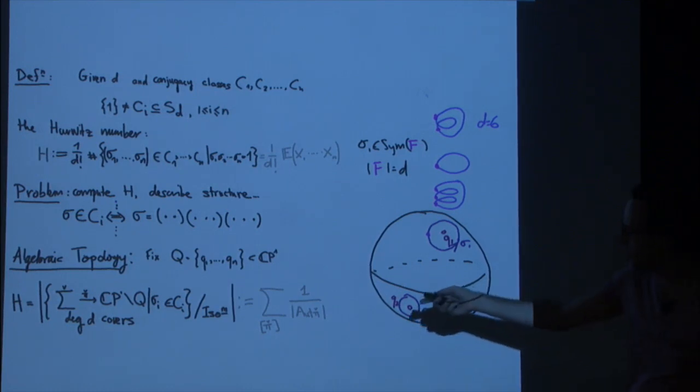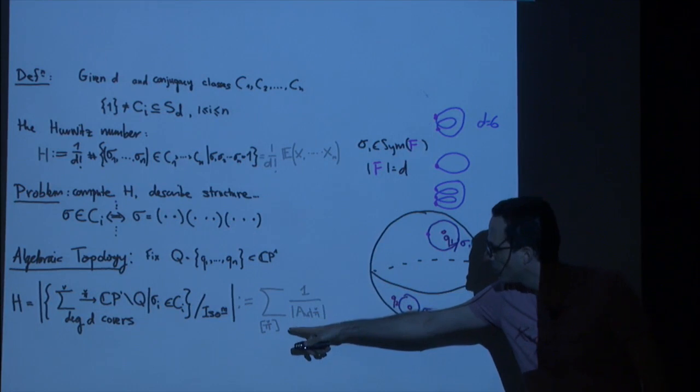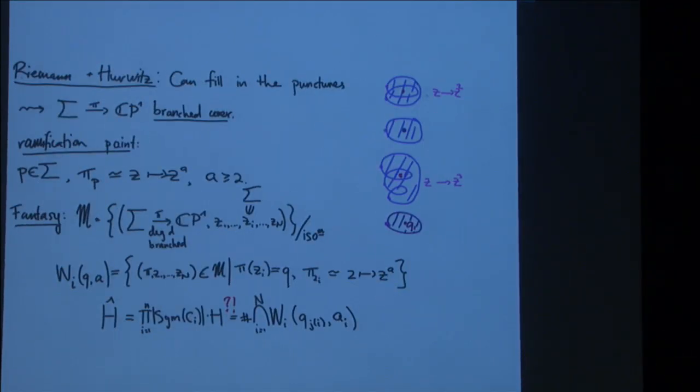And OK, one last point is that we count covers up to isomorphism, which means we go over all the isomorphism classes, and we take a sum of 1 over the size of the automorphism group. This is, in general, the right way to measure the size of a groupoid. But OK. All right.